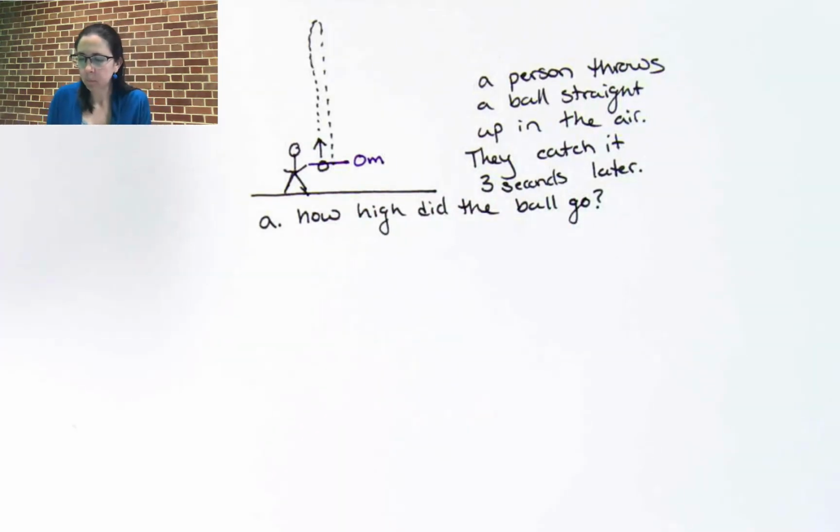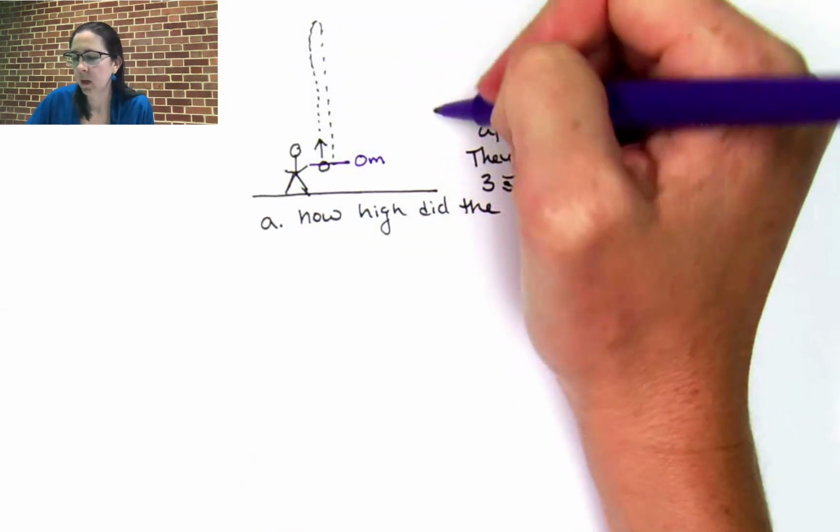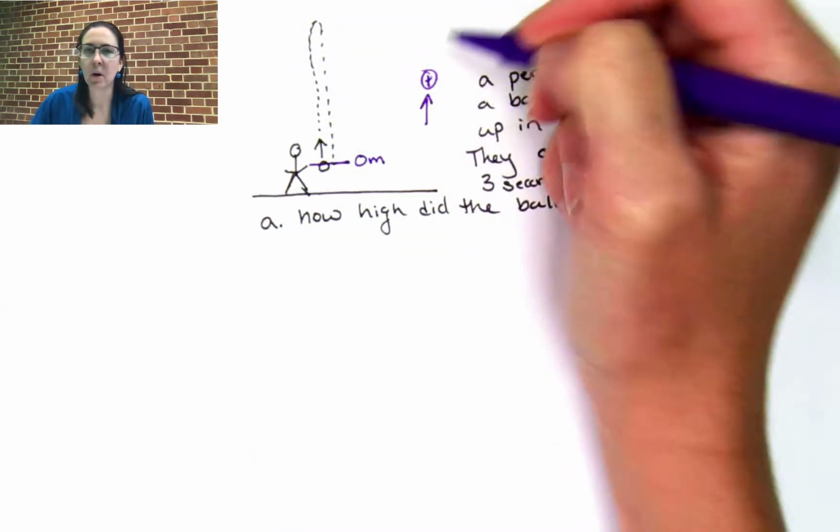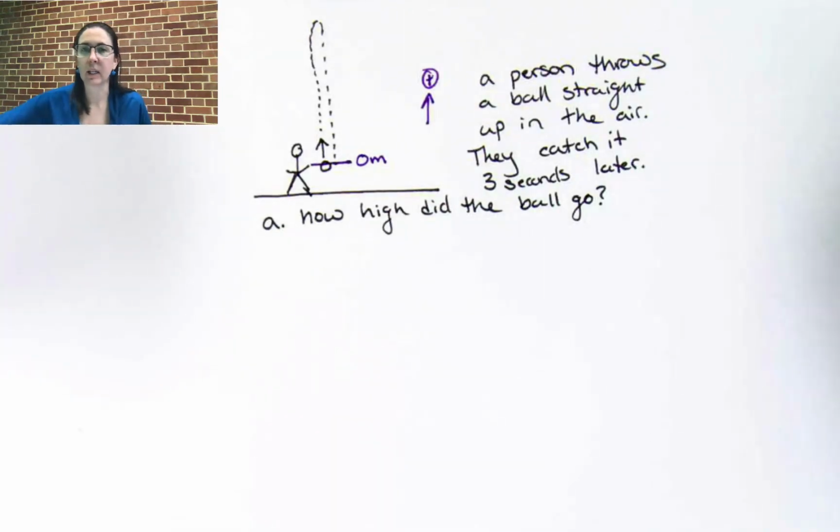Okay. So draw a picture, and then which way is positive? Well, up. Up is positive. I'm always going to make up positive as long as I can.